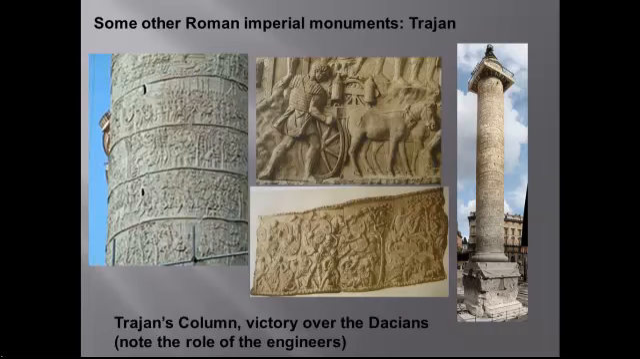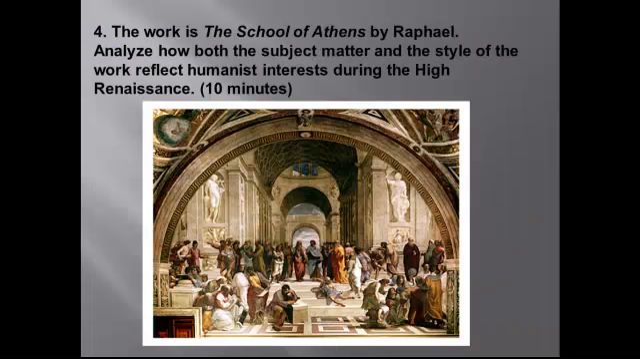Trajan conquered the Dacians, and this is a continuous narrative showing the victory in enormous detail. One of the things that's interesting about this is that the construction of fortifications, the role of the Roman engineers, is particularly emphasized in this. And again, this is a very famous example of continuous narration and a work that shows up all the time on the AP test, as does this one, question 4.